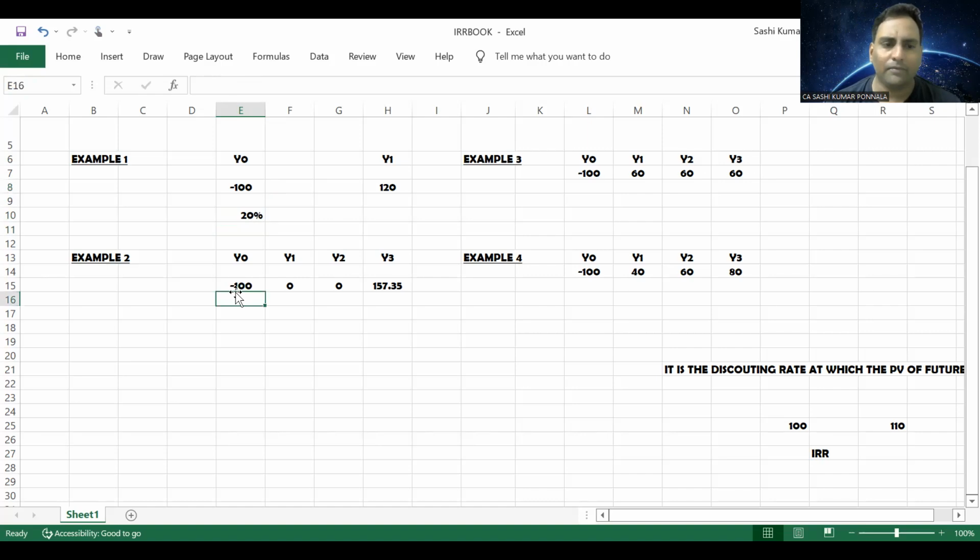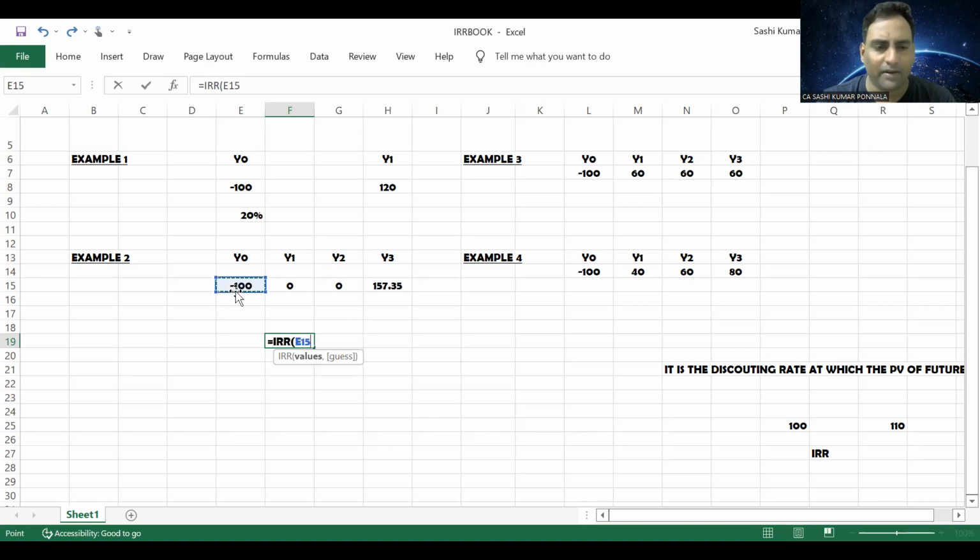Second example. So what you are doing? You are investing 100 today to get 157.35 after how many years? 3 years. Now you can understand this 157.35 contains two components. Your investment of 100 plus some rate of return. I don't know how much return is included in the 157.35. So now I want to know how much return I am getting from this investment.